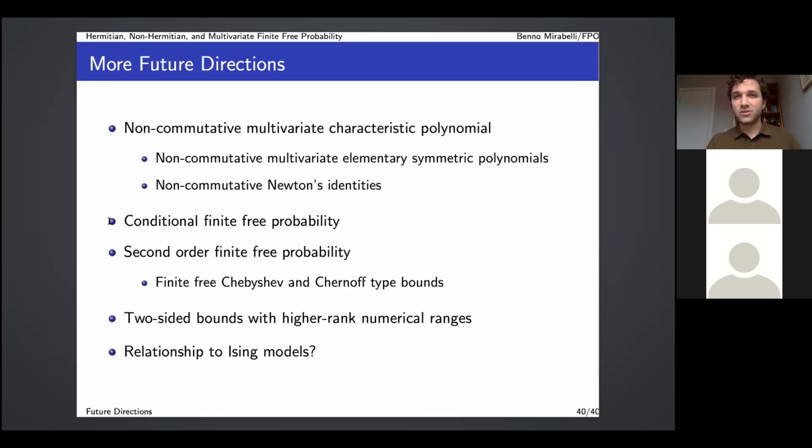This would be interesting because most of the applications, or all of the applications, of finite free probability right now really are existence proofs. That was the case in the solution to the Kadison-Singer problem, or the existence of Ramanujan graphs. They show that given some random matrix, there exists an instance that can bound the largest root or something like that. But maybe studying the second order stuff could give you concentration bounds, like Chebyshev or Chernoff type bounds, in finite free probability.